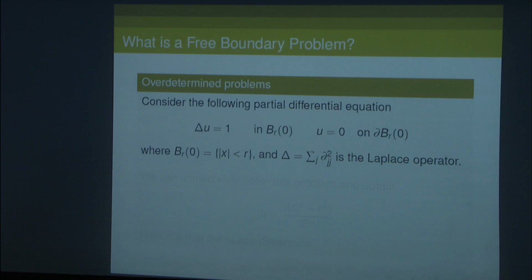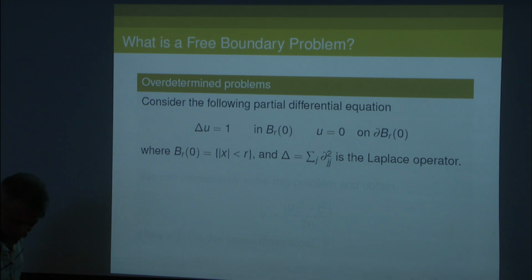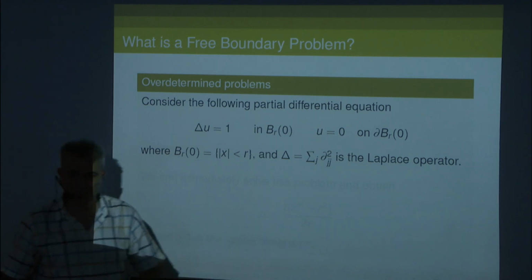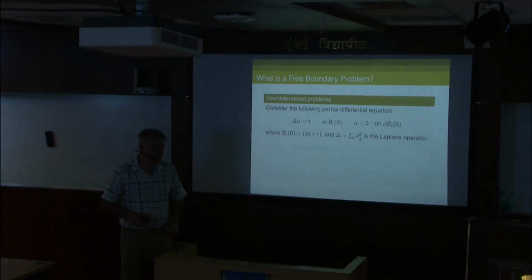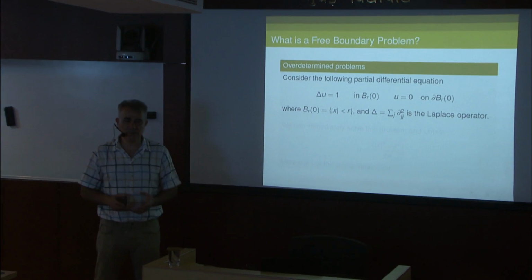So you have a ball of radius r at the center of origin. Laplacian of u is 1, and you want to solve this problem with boundary value 0. So the Laplacian, let me just remind you, is the summation of the pure second derivatives. And then you want to solve this problem. This you should be able to do by hand.